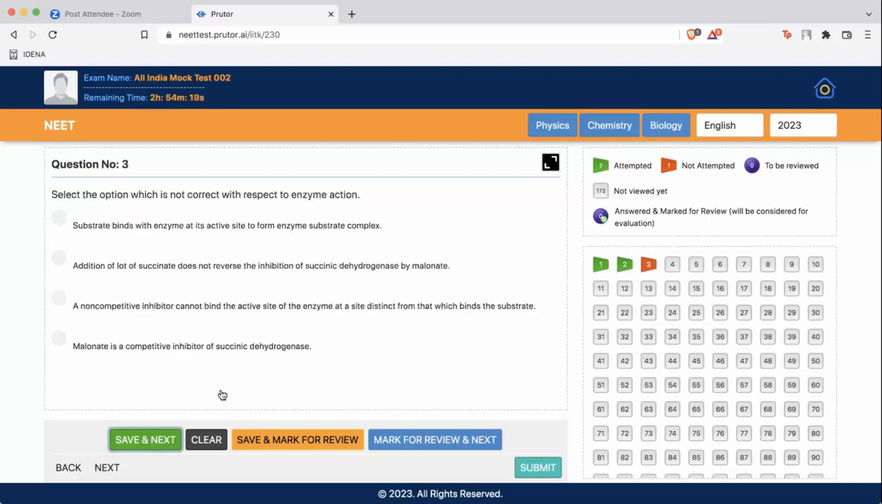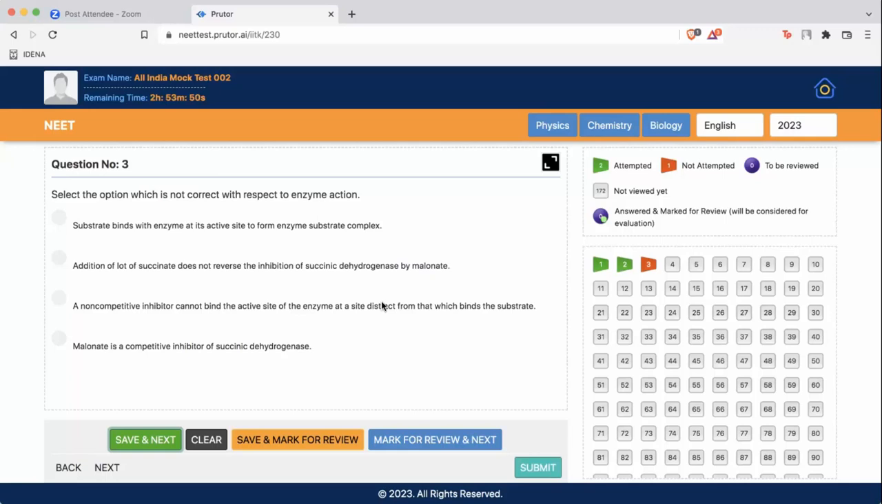Select the option which is not correct with respect to enzyme action. Substrate binds with enzyme at its active site to form the enzyme-substrate complex. This is right. Addition of a lot of succinate does not reverse the inhibition of succinate dehydrogenase by malonate. This is competitive inhibition. Malonate is a competitive inhibitor of succinate dehydrogenase. Yes, that is correct. A non-competitive inhibitor cannot bind the active site of enzyme.